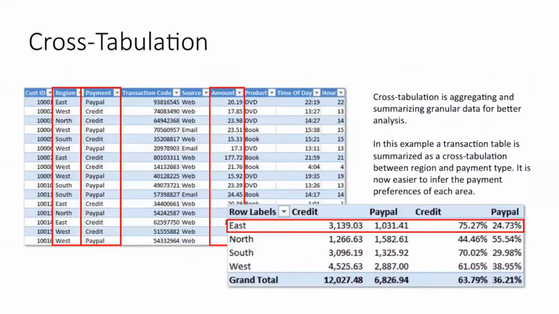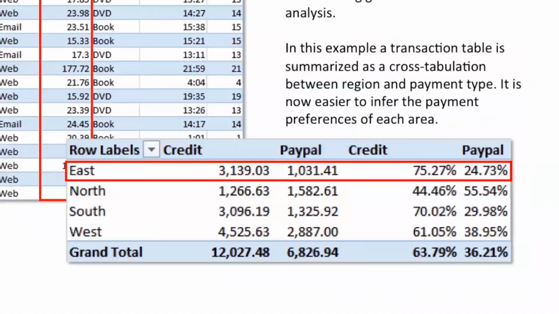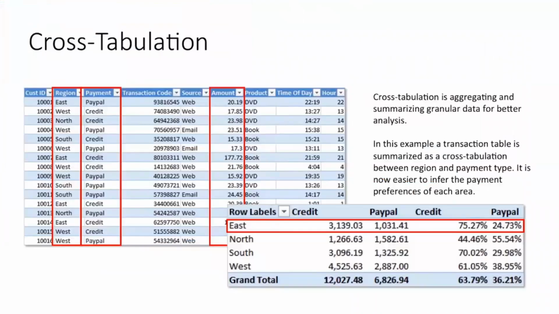But if we perform a little bit of cross-tabulation and look at, okay, what is the average amount paid on credit for each of these 4 regions, and what is the average amount paid using PayPal, and then get a percentage distribution of each, it's now relatively easy to see that those who made their payments from the East region seem to prefer credit, while those who make their payments from the North and the South regions prefer another payment method. So that's the power of cross-tabulation. Various types of analytics actually build on top of cross-tabulation, so this is the most basic methodology that every analyst should understand.